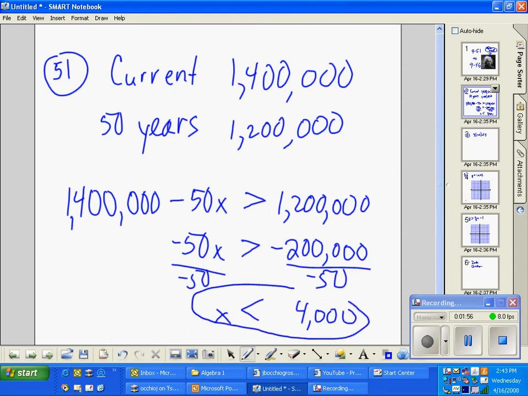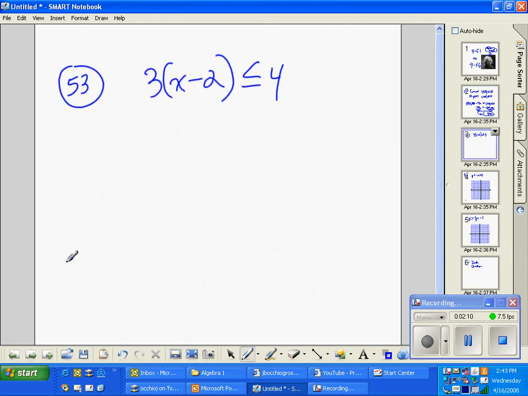So each year, you have to cut down less than 4,000 square miles of trees. If more than that are cut down, then you're going to end up having too few trees 50 years from now. Okay, the second one, 52, I'm skipping. If you have issues with it, go to Hot Math.